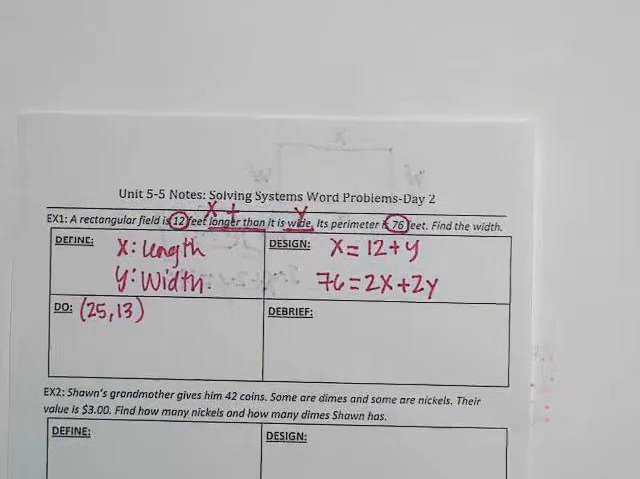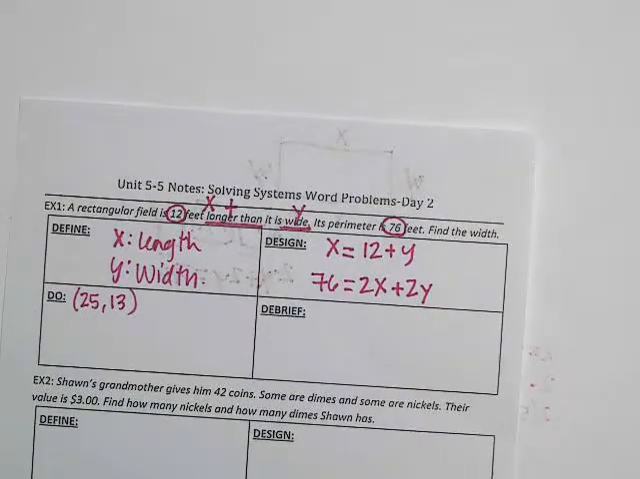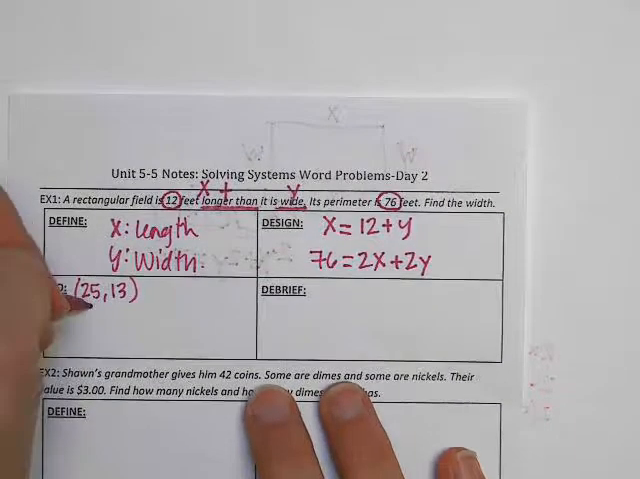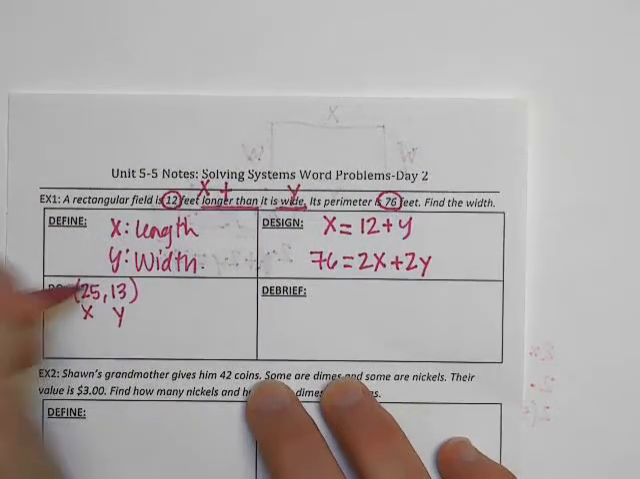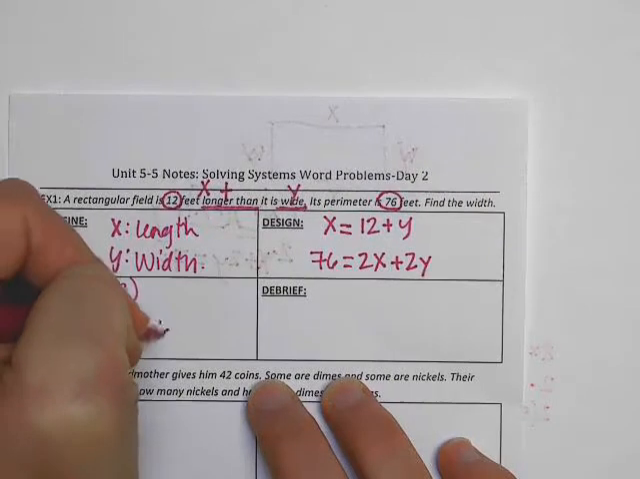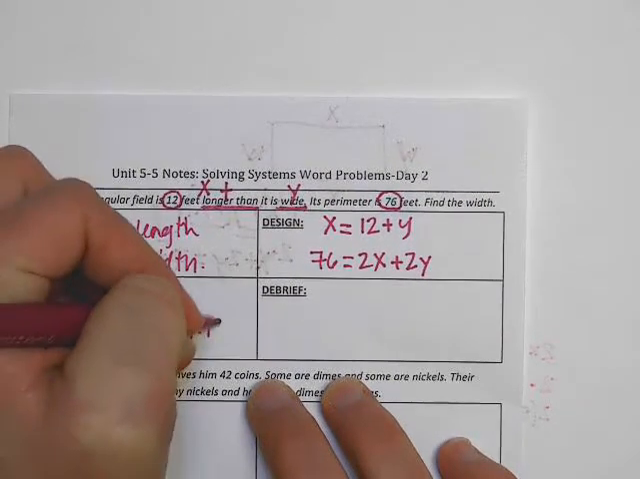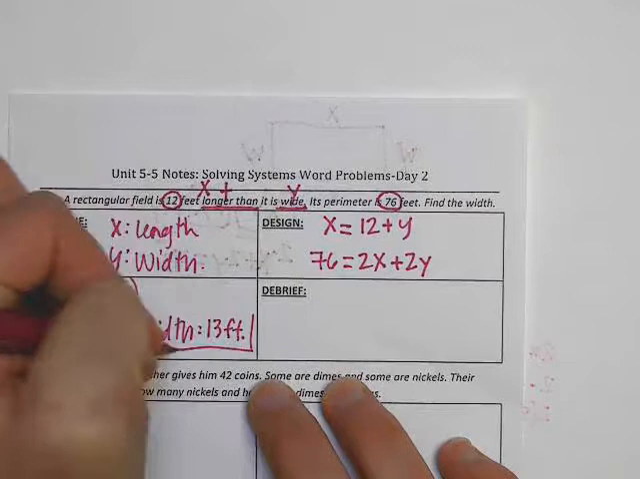Okay, what's it ask for? The width. So which one is width? Y, which is 13. And what are we measuring in? Feet. So 13 feet.